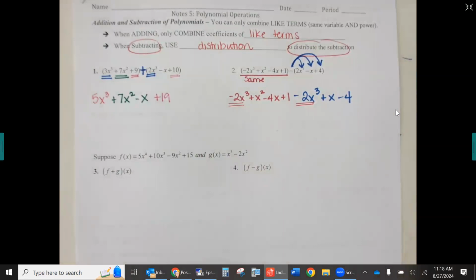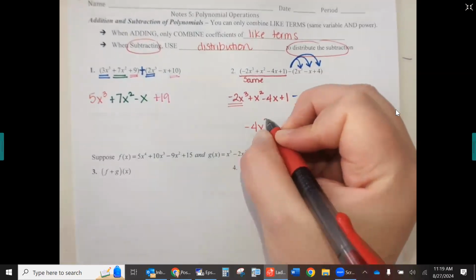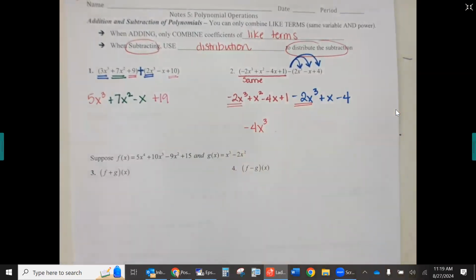Yes. Not if they're both negative. If you borrow $2 from me and then you borrow 2 more, are we good? No, now you owe me 4. Okay, negative 4x cubed is correct.